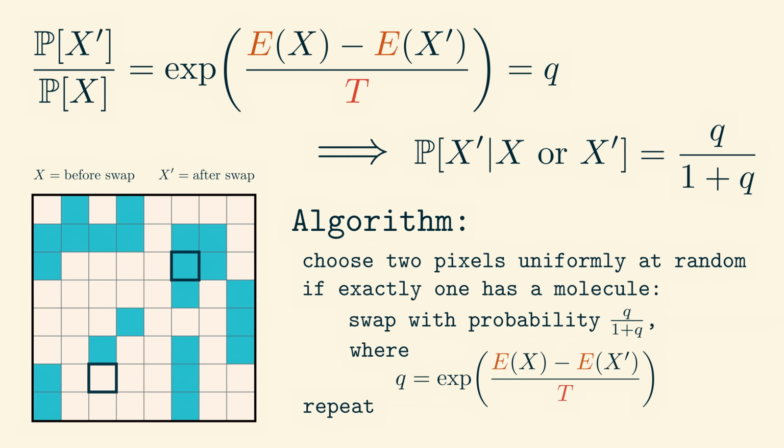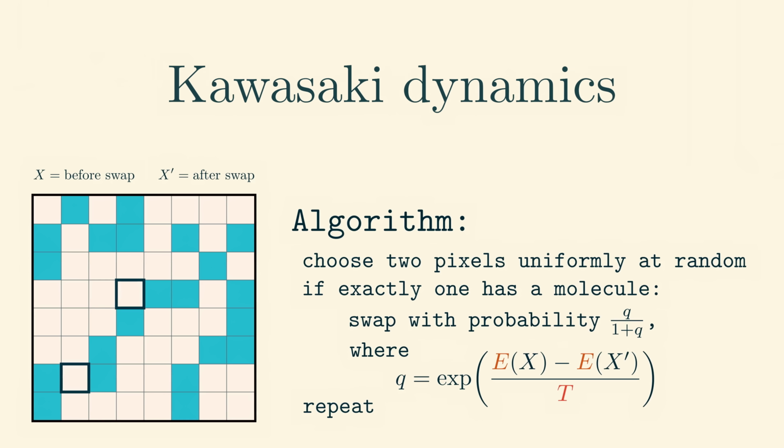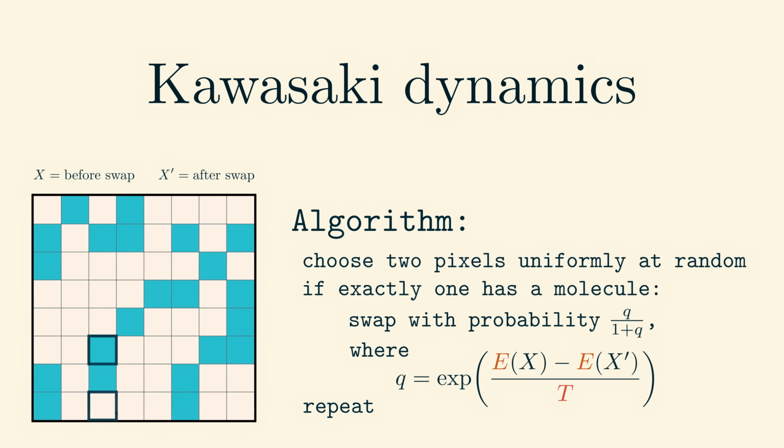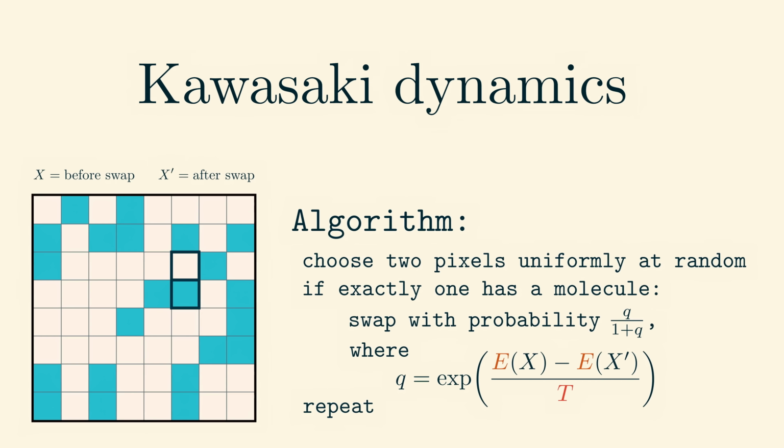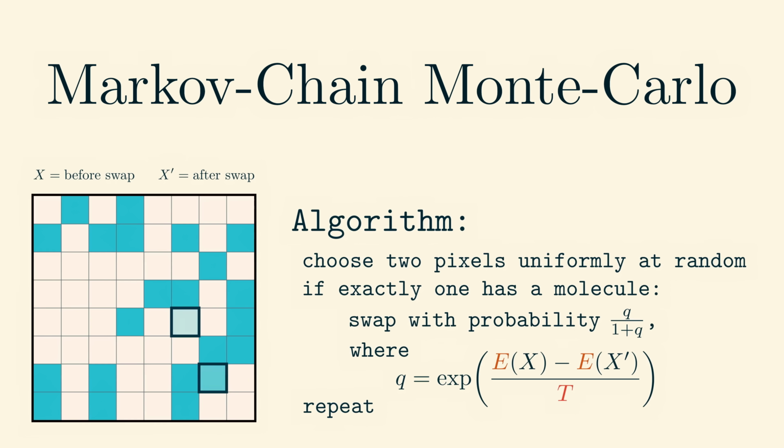Now, it's important that the energy difference here can actually be calculated quite easily. This is because it only depends on the at most 8 pixels surrounding the 2 that we've chosen to potentially swap. So this algorithm can easily be run on a computer. And it's really not that complicated. I hope that by this point in the video, if you have some programming experience, you could make this simulation yourself. By the way, this algorithm is called Kawasaki dynamics, and it's an example of a more general class of algorithms that go by the name of Markov chain Monte Carlo.